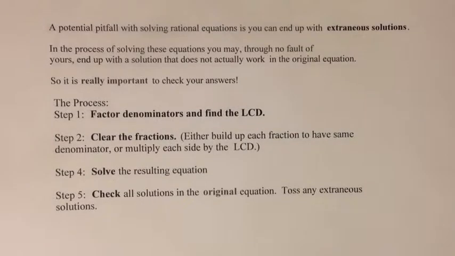So our steps for solving an equation with rational expressions is this. First, factor the denominators and find the least common denominator. Then clear the fractions using whichever method you like. Solve the equation that you get, and then make sure to check all of your solutions back in the original equation. Toss any extraneous solutions.